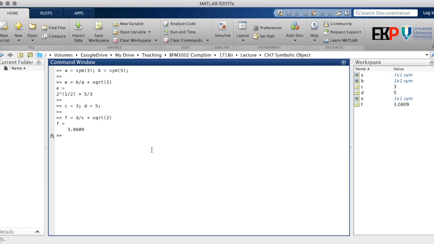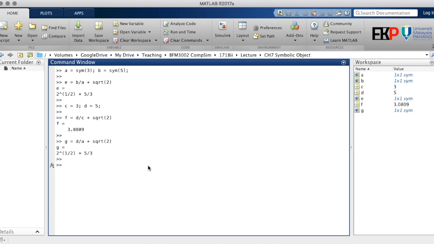Okay. What if the expression contains both symbolic object and also numerical value? Let's say we have G, another expression that is equal to D over A plus square root of 2. Now in this case, A is a symbolic object that has a value of 3. D here is a numerical value that has a value of 5. Square root of 2 is also a numerical value. But we have A here that is a symbolic object. So when we press enter, we still get an exact answer, exact value.